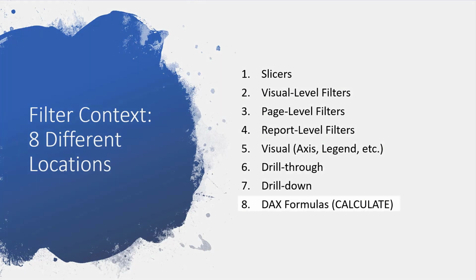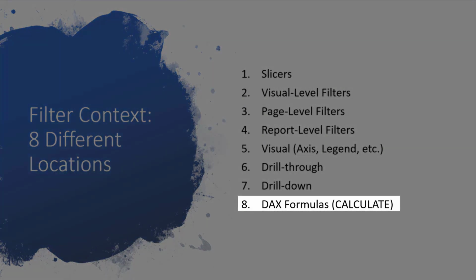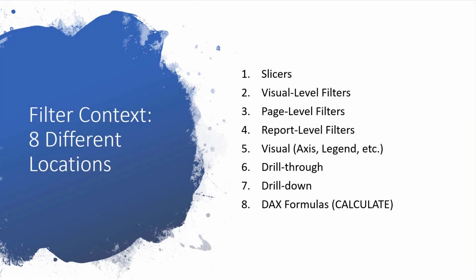And then finally, number 8, if you are using a specific DAX formula called CALCULATE, you can add filtering logic directly to the code. Each of these points is equally important because if you are creating a DAX measure and it's not calculating exactly as you would expect, you need to check each of these 8 places to see if there's a filter applied that you may not be aware of.